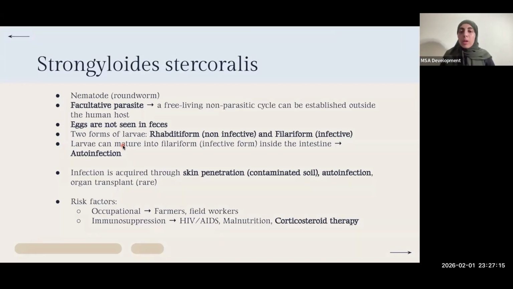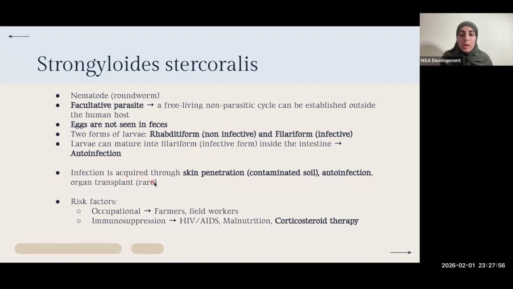You do have two forms of the larva. You have rhabditiform larva and filariform. The rhabditiform is non-infective and filariform is the infective. So which form of the larva is infective is filariform. So the larva can mature into filariform inside the intestine and lead to autoinfection. So you have larva in stool, specifically the filariform, that's how it infects other people. But you can also have filariform forming inside the intestine and auto-infect the same individual, okay? So the filariform can either go into the stool and infect other people or stay inside the intestine and auto-infect the same person.